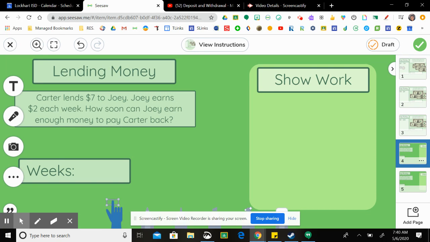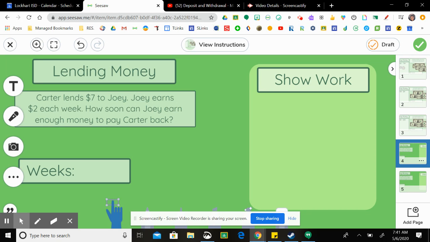If I, Mr. Ramirez, were to give you $1 and you said you needed $5, and so I loaned you $5, I would want to make sure that the money is returned to me. So lending is more about trying to get it back. Carter lends $7 to Joey. Joey earns $2 each week. How soon can Joey earn enough money to pay Carter back?